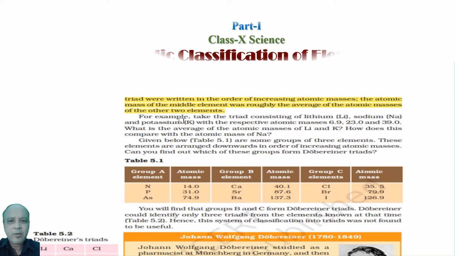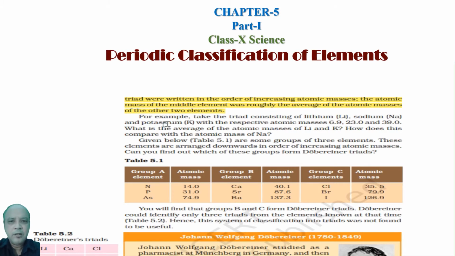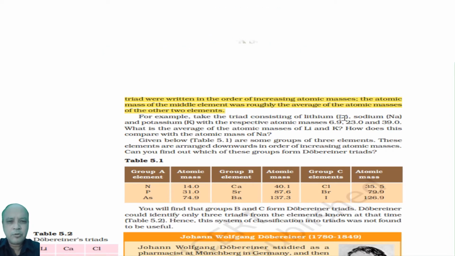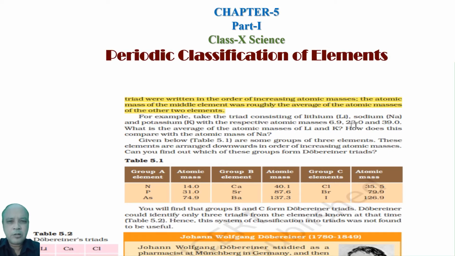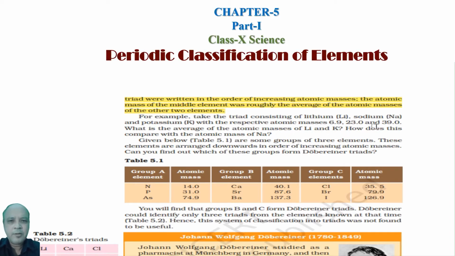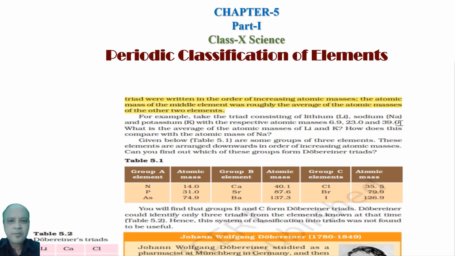For example, take the triad consisting of lithium, sodium and potassium, with the respective atomic masses 6.9, 23 and 39. The atomic mass of lithium is 6.9, sodium is 23 and potassium is 39. So you take the average of the first and the last. If we add 6.9 plus 39, whatever we get, let us find out.